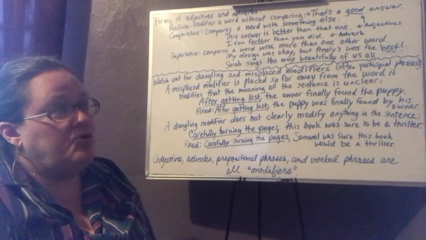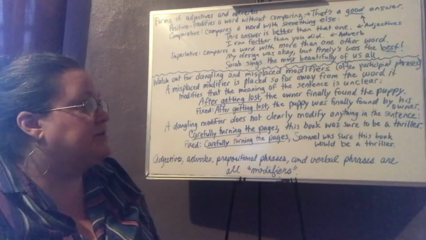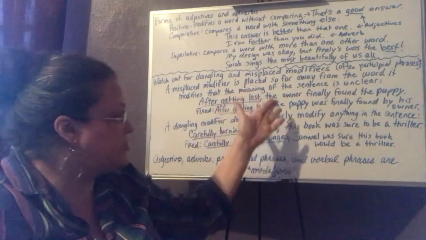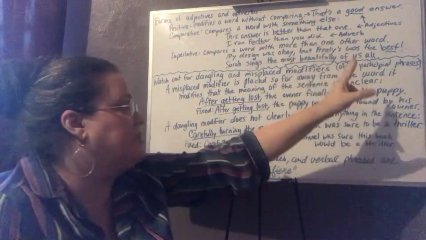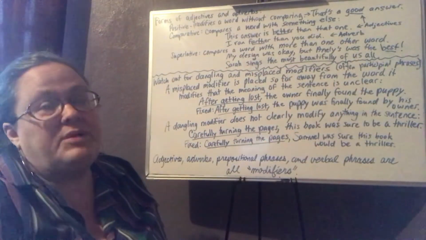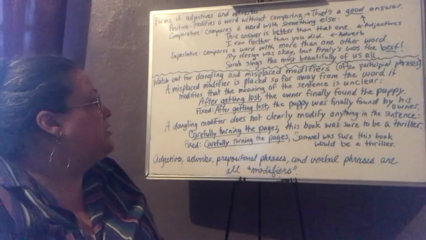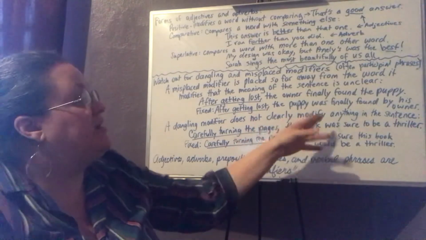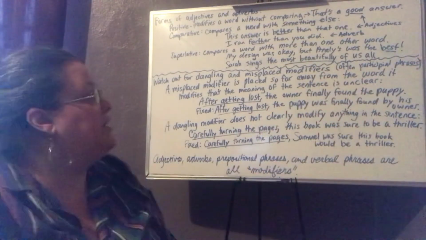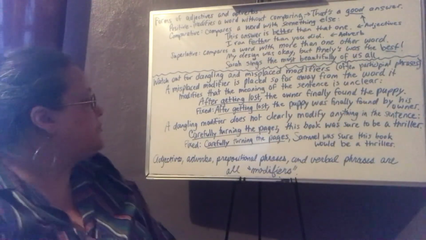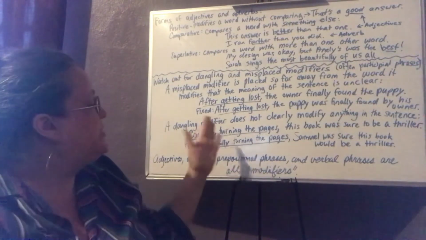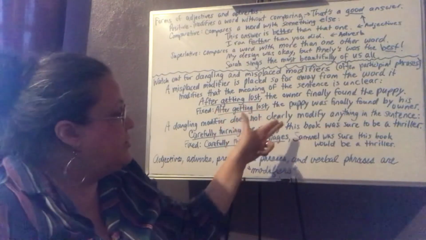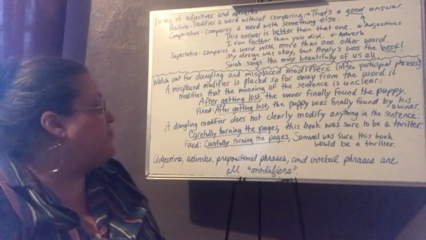Probably the owner is not the one that's lost, but in the sentence it sounds that way because after getting lost is close to the owner and not close to the puppy, and probably the puppy is the one that got lost. So to fix it, we could say, after getting lost, the puppy was finally found by his owner. And now that makes more sense. Let me put the modifier, in this case a participial phrase, near the word that it's supposed to be modifying.